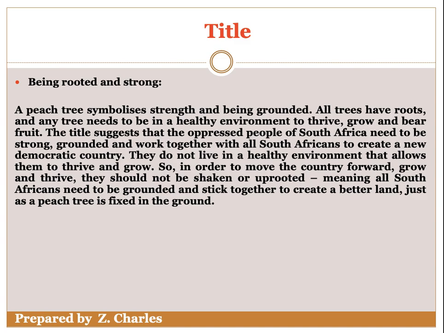All trees have roots, and any tree needs to be in a healthy environment to thrive, grow, and bear fruit. The title suggests that the oppressed people of South Africa need to be strong, grounded, and work together with all South Africans to create a new democratic country. They do not live in a healthy environment that allows them to thrive and grow. So, in order to move the country forward, they should not be shaken or uprooted, meaning all South Africans need to be grounded and stick together to create a better land, just as a peach tree is fixed in the ground.